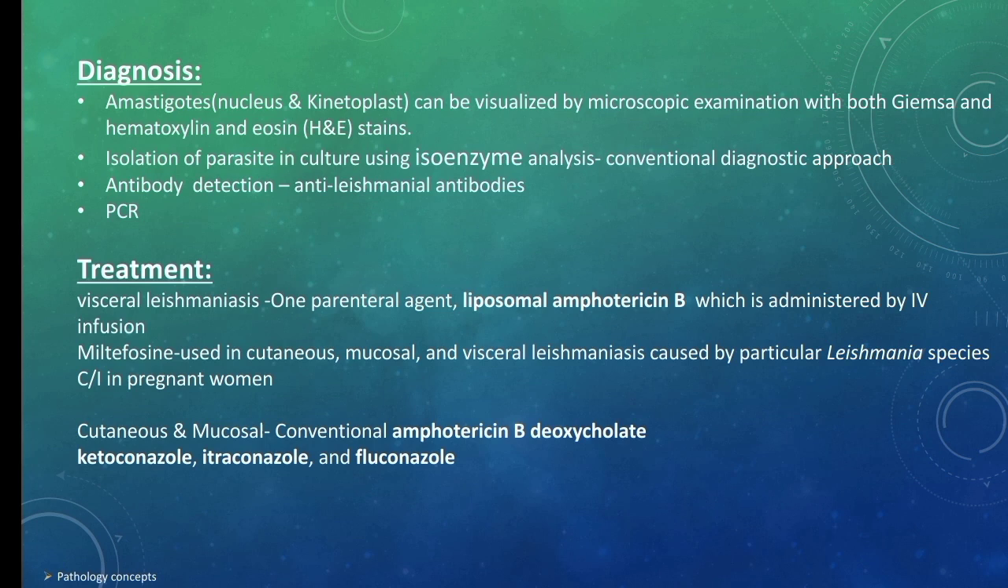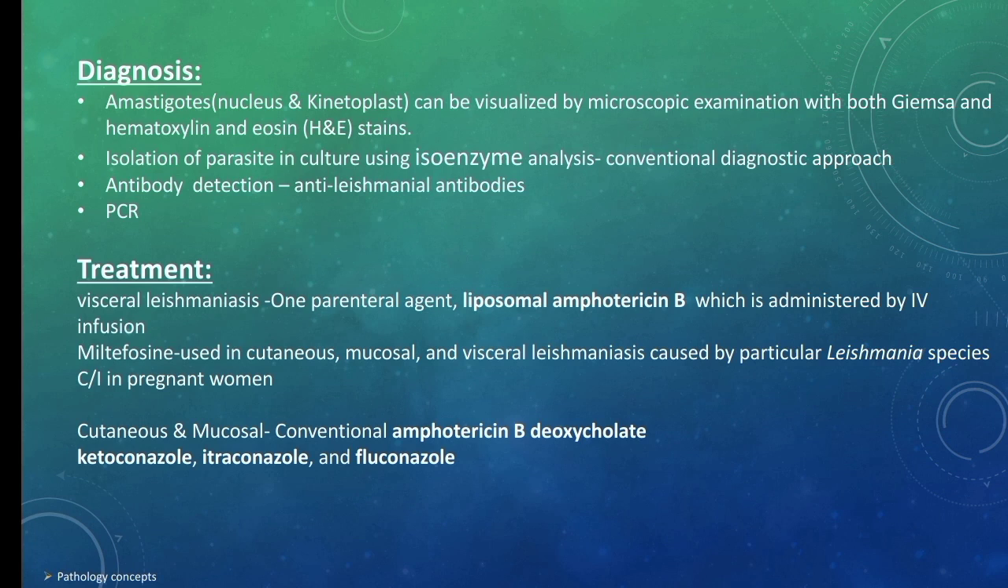Diagnosis is mainly done by microscopic examination. Amastigotes can be visualized by microscopic examination with both Giemsa and H&E stain. Isolation of the parasite in culture using isoenzyme analysis is a conventional diagnostic approach. Other tests are antibody detection, that is anti-leishmanial antibodies, and PCR.